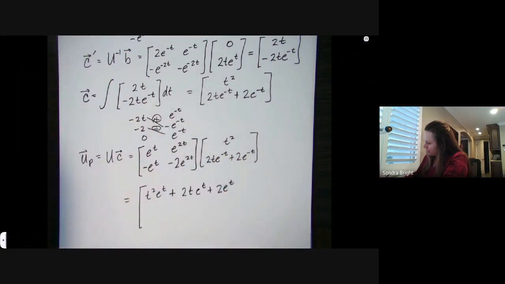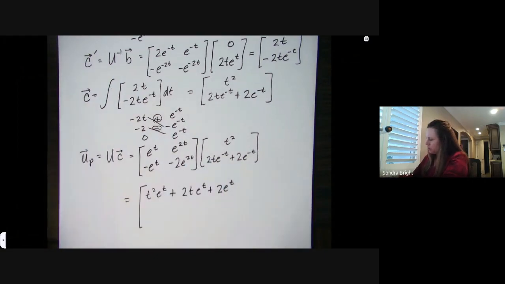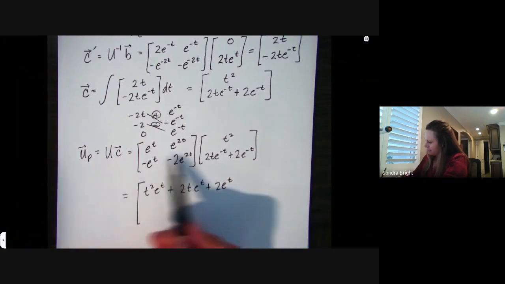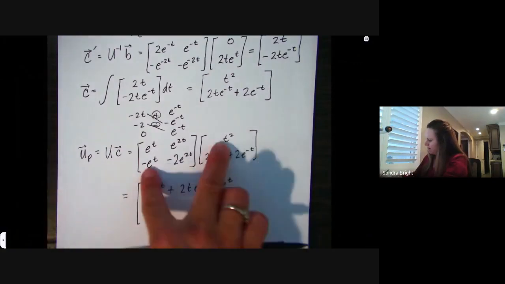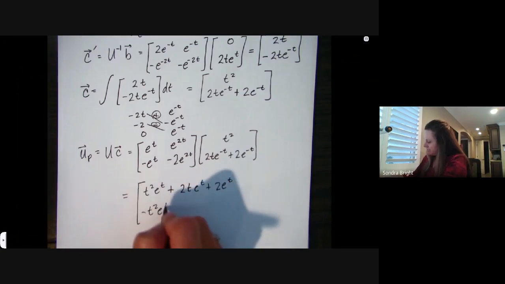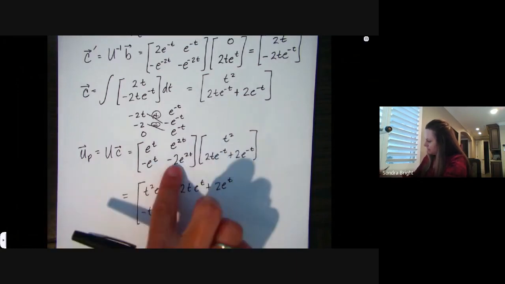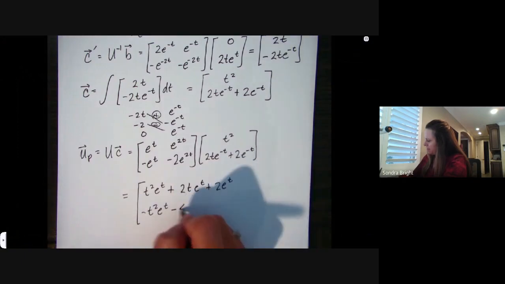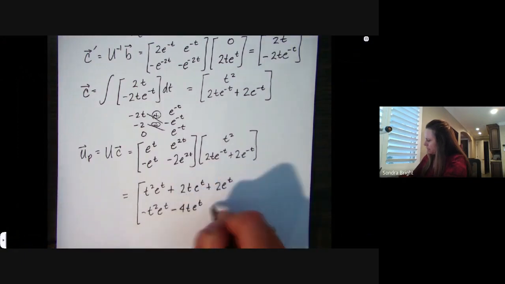Now for the second row, I'm going to multiply row 2 times this column, element by element. So a negative t squared e to the t plus this guy times this whole thing. So a negative 4t e to the t minus 4e to the t.